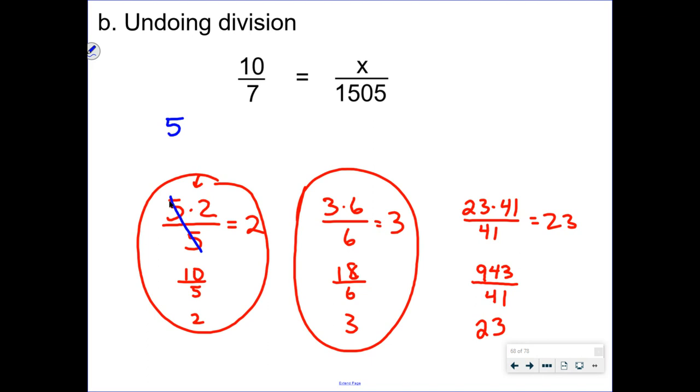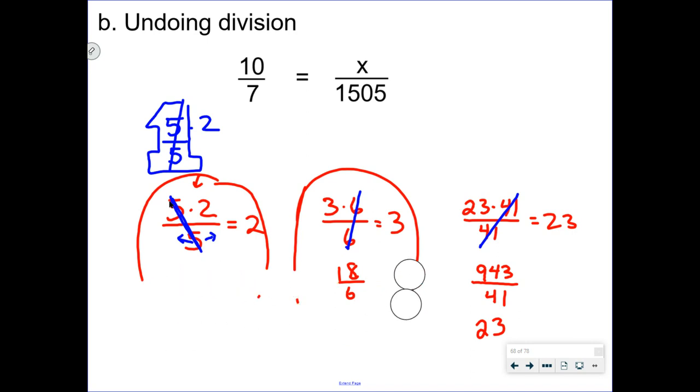You know why? Because I can take this fraction, 5 times 2 over 5, and I can split this up. I can put this 5 under either one of these numbers. It doesn't matter. So if I go 5 over 5 times 2, isn't this a giant 1? And that means that goes away. So this 5, multiplying by 5 and divided by 5, cancels it out. Here, multiplying by 6 and dividing by 6 cancels out. Here, multiplying by 41 divided by 41 cancels out. Isn't that cool? So I can undo division by doing the opposite, which is multiplying by that.